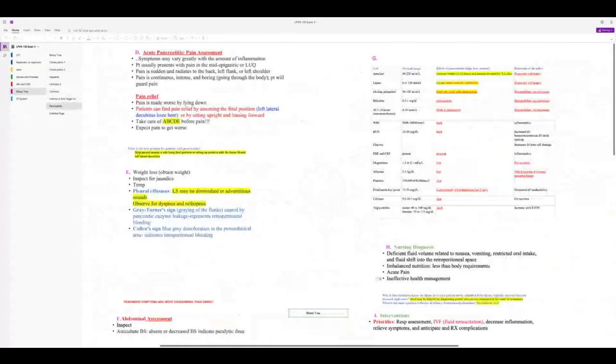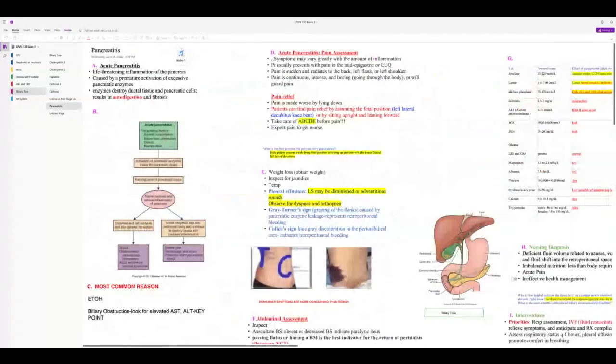Pancreatitis. Okay, pancreatitis happens because the pancreas auto-digests itself. So what do I mean by that? There's a lot of triggers to pancreatitis. The two most common you're going to see are alcohol and biliary obstruction. Okay, so whichever one it is, it triggers the pancreas to release the enzymes that help us digest food early. Okay, so these enzymes then auto-digest the pancreas. And can you imagine an enzyme auto-digesting your pancreas? That would be really painful, right?